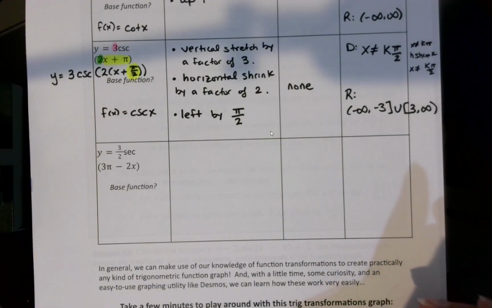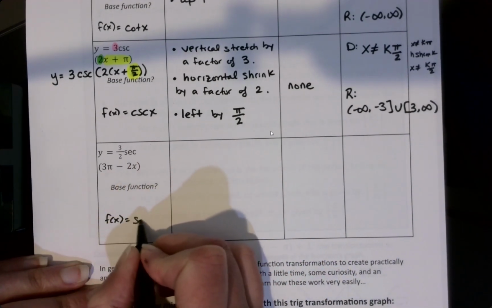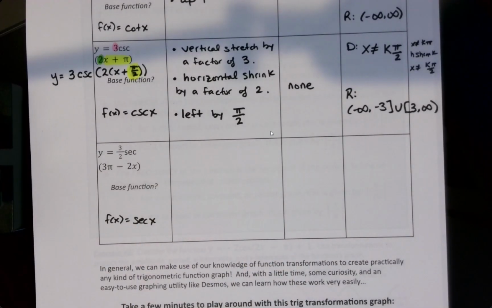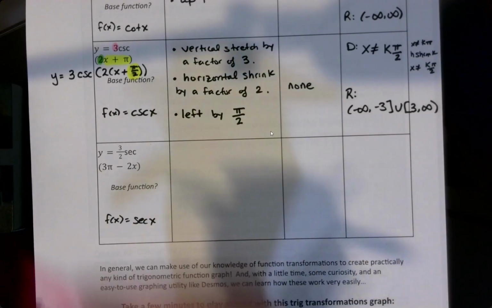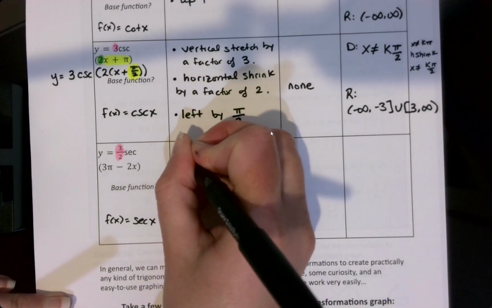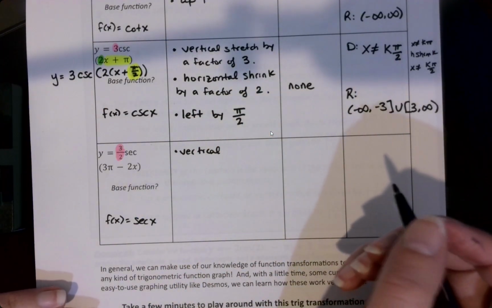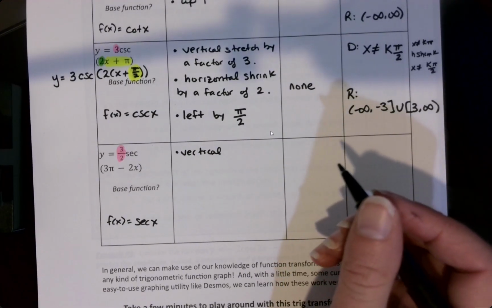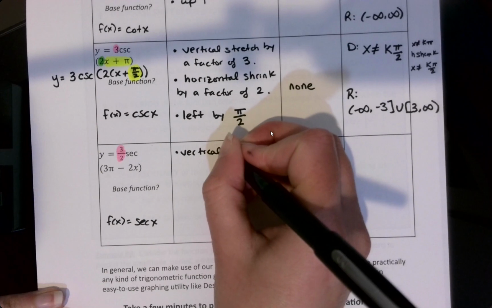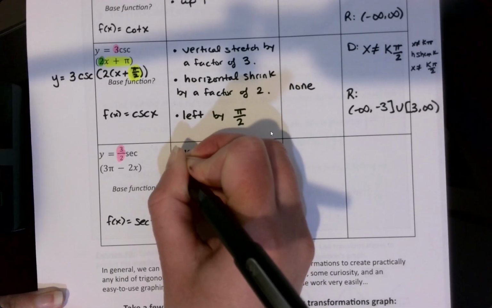Okay. The last one here has a parent function of secant of x, and there are several transformations. The first transformation, that multiplier of 3/2, is going to be a vertical stretch or shrink. Remember, we stretch if it's bigger than 1, and we shrink if that number is less than 1. 3/2 is larger than 1. It's 1.5 in decimal form. So this is going to be a vertical stretch by a factor of 3/2.